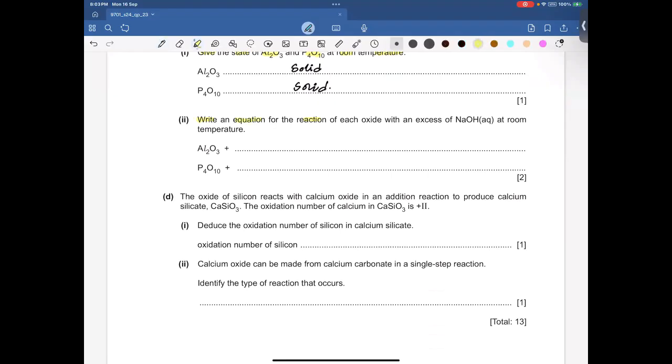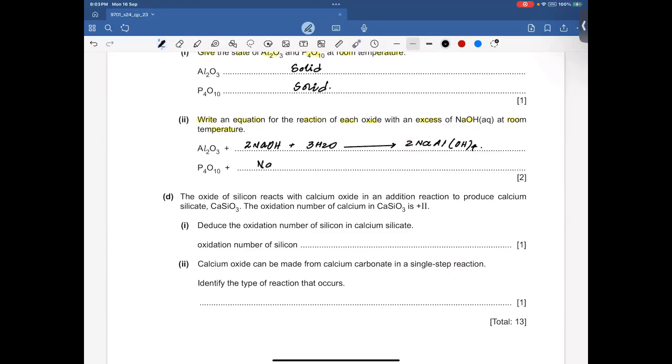Write an equation for the reaction of each oxide with an excess of NaOH at room temperature. So when aluminum oxide is reacting with sodium hydroxide in the presence of water, I'll get a salt which is NaAl(OH)4. And this salt is called sodium aluminate.